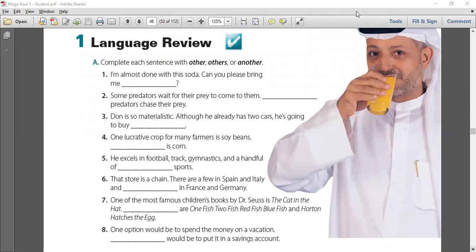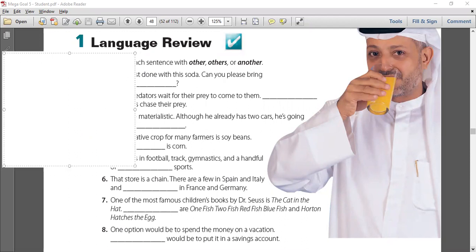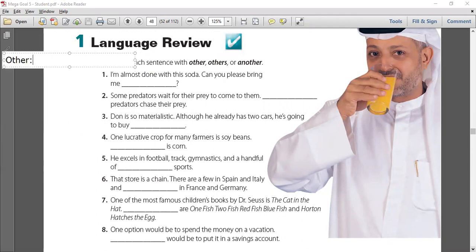Can someone remind me about this grammar? Other, others, and another. Very easy grammar. Let's start with other. How do I use other in a sentence?